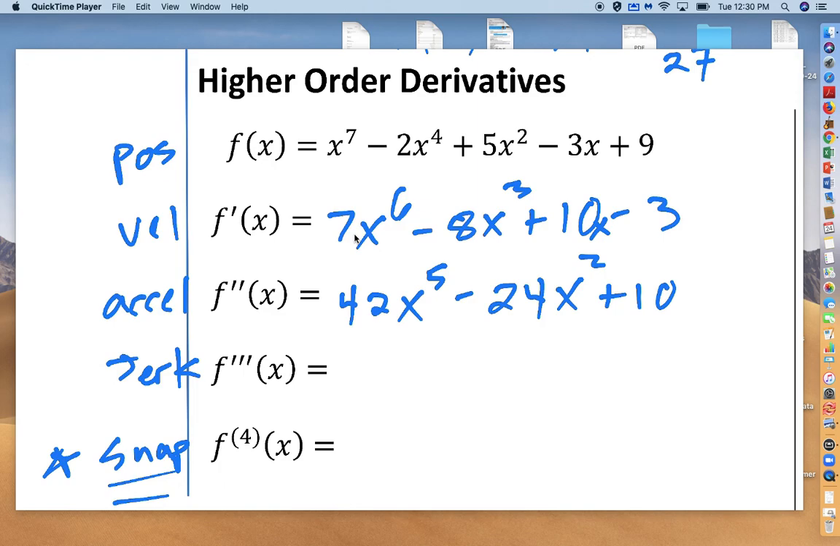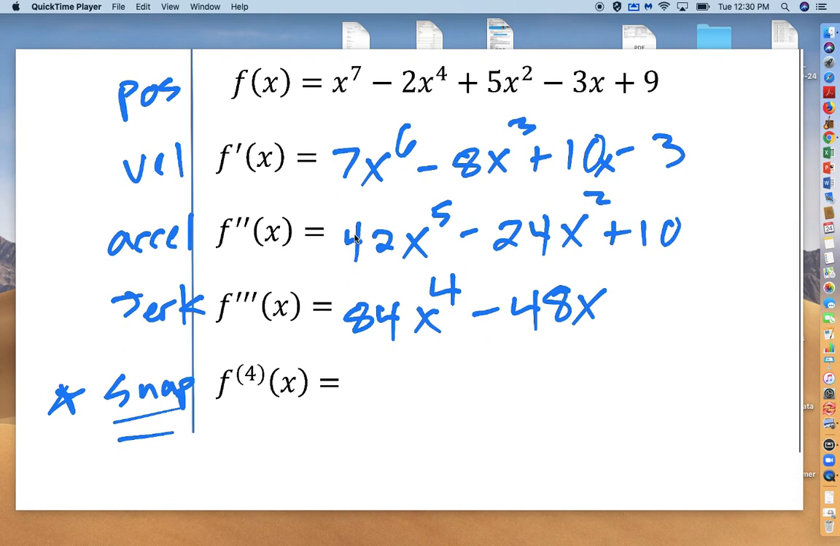And now the third derivative is the derivative of the second derivative. We apply the power rule to the second derivative. So we're going to get 84x to the fourth, and then minus 48x. Derivative of 10 is 0. And then the fourth derivative would be 4 times 84, 336, 336x to the third minus 48. And that's it. That's our 4 derivatives consecutively.